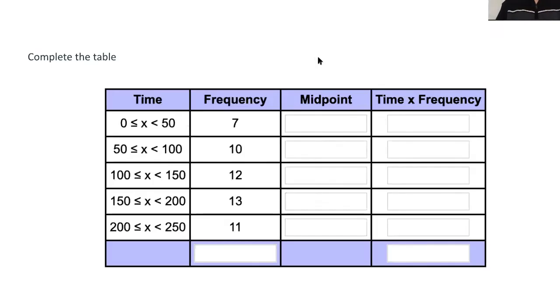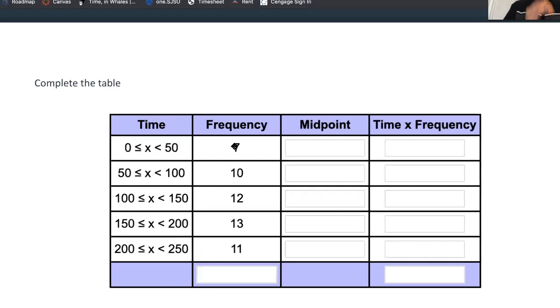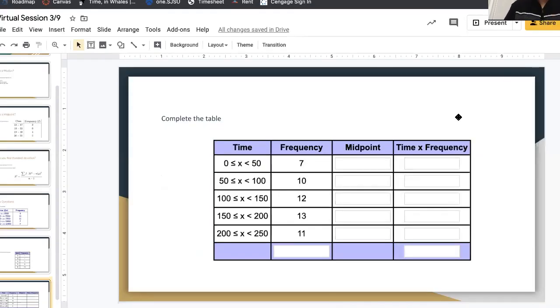Move on to the next question, which is building on what we've worked on in the past few. Compare what I got to my answers.